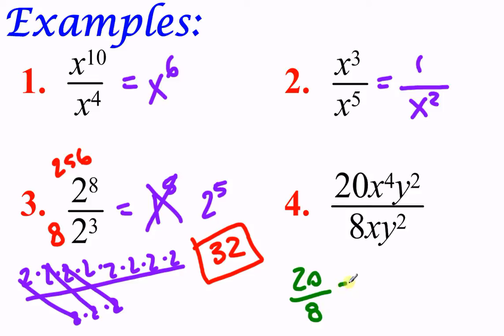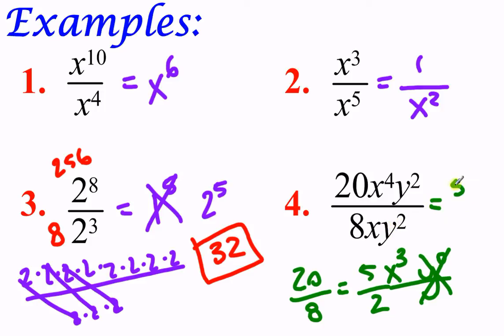20 over 8, when reduced, becomes 5 over 2. So you can divide both those by 4, reduce a little bit, and then x to the 4th over x, subtract those powers. That's still x cubed left on top. If you subtract the powers here, you get y to the 0, which is really just 1. So that doesn't even need to be written. And in picture, you can reduce these completely. All the y's are gone now. So this would be best written as 5x to the 3rd over 2.